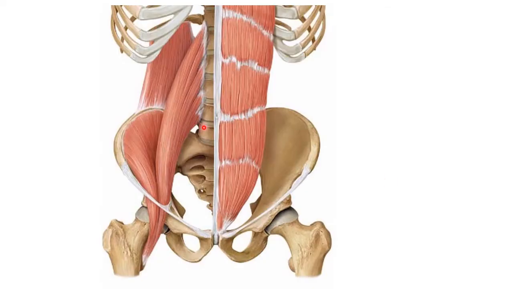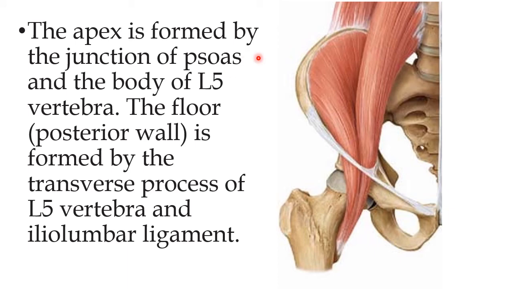So here you can identify the triangular shaped interval which is present on either side of the fifth lumbar vertebra. Here you can see the apex is formed by the junction of the psoas major and the body of the fifth lumbar vertebra. And the floor, what about the floor? Floor or posterior wall is formed by the transverse process of the fifth lumbar vertebra and the iliolumbar ligament, which is a thickening of the anterior layer of the thoracolumbar fascia.